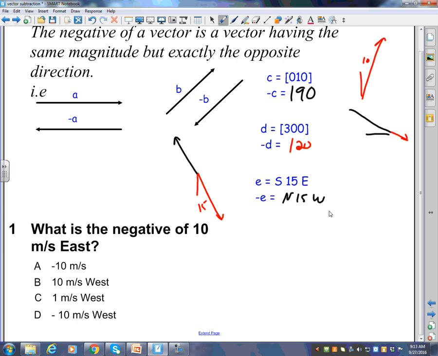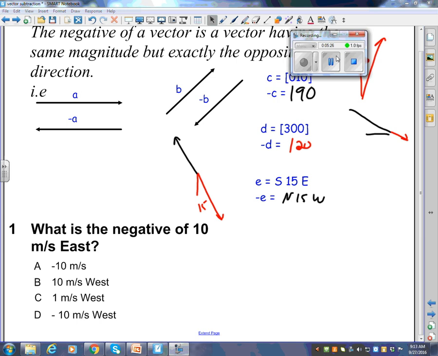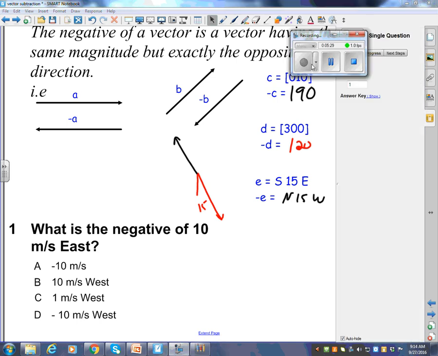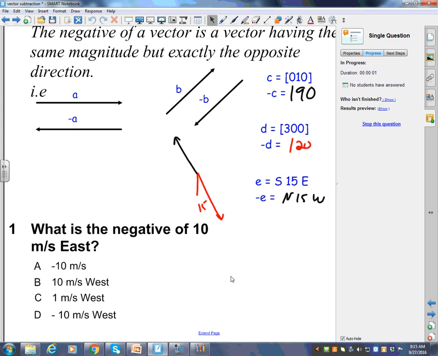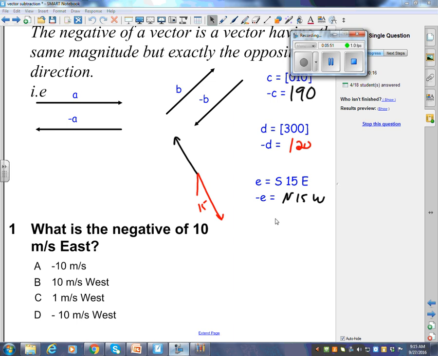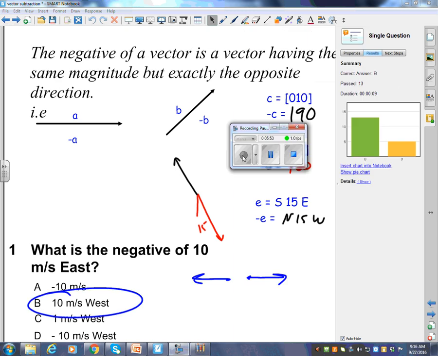It is for clickers. So, I sort of gave you how it works. Let's see how you do. Question number 1. What is the negative of 10 meters per second east? Is it minus 10 meters per second, 10 meters per second west, 1 meter per second west, or minus 10 meters per second west? Could be tricky. Read carefully. Answer: for those following at home, the answer is B, 10 meters per second west.